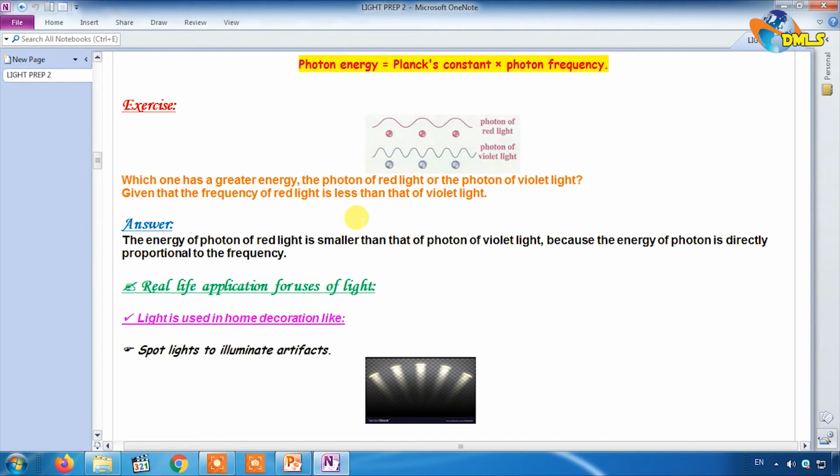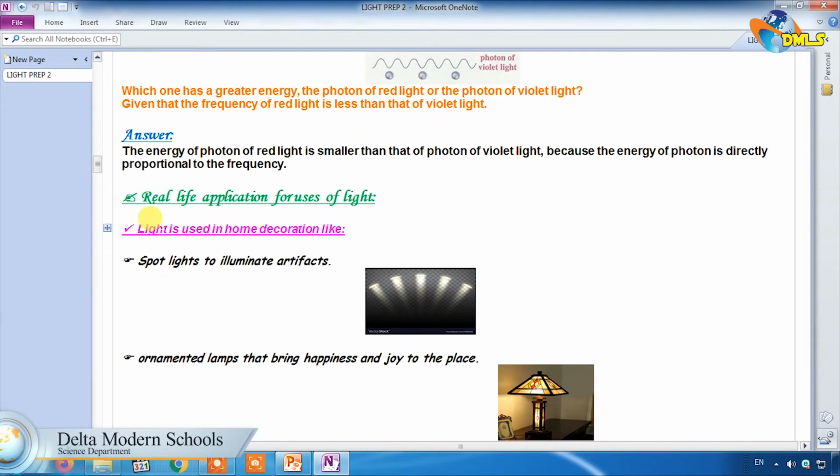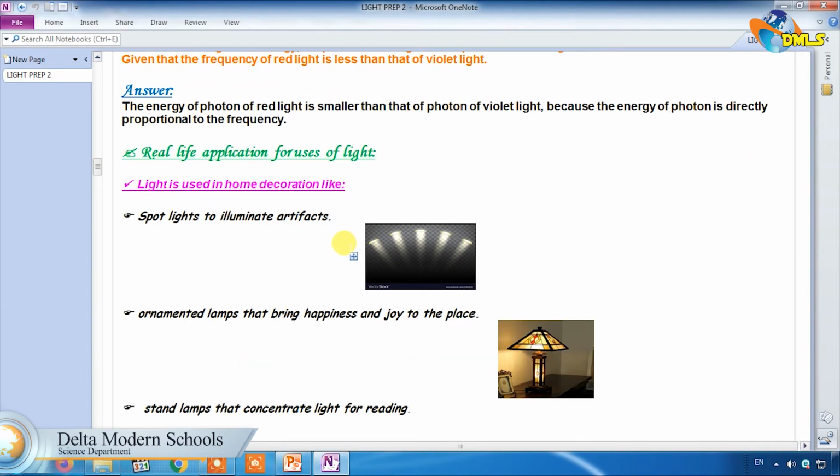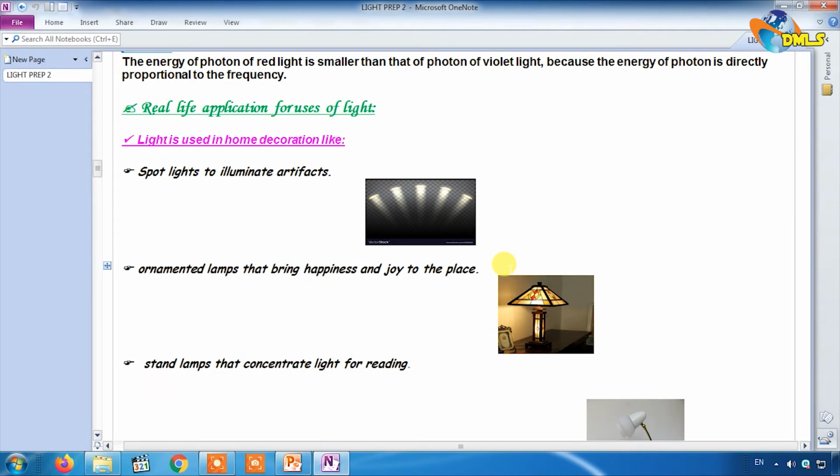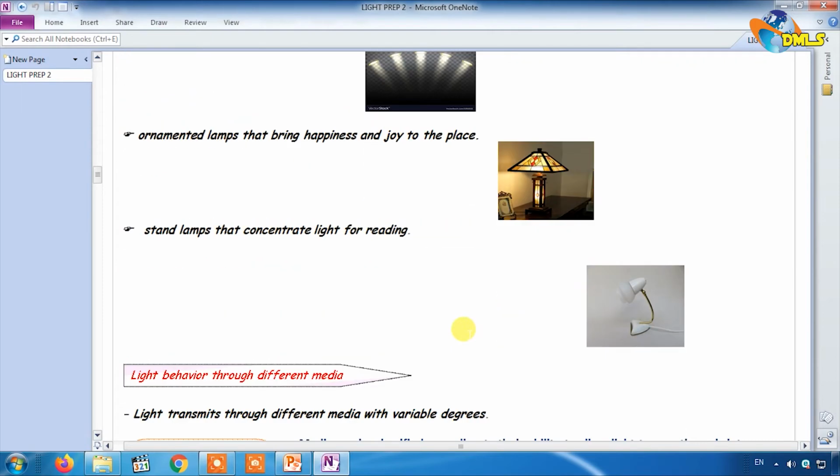What are the real life applications for uses of light in our life? We use light everywhere. Light is used in home decoration, like spots. Yes, spot lights to illuminate artifacts or surfaces. Ornament lamps that bring happiness and joy to the places, yes, in our home, in receptions. Stand lamps that concentrate light for reading, in your home, in your office.